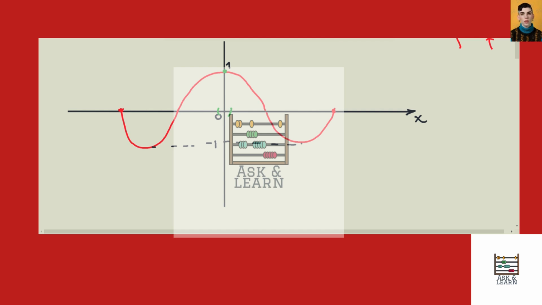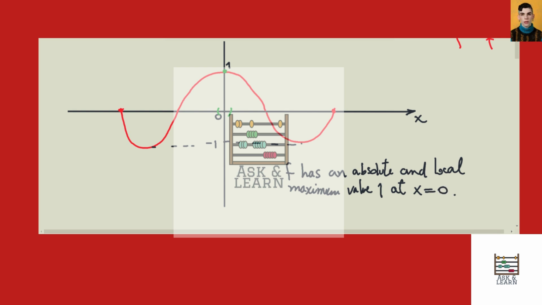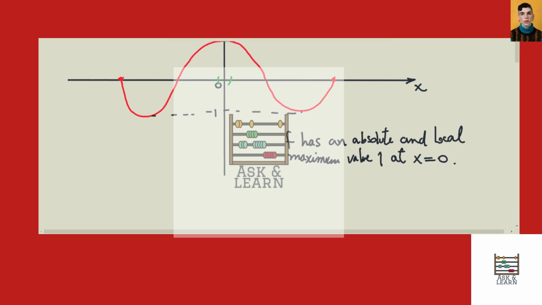So f has an absolute and local maximum value 1 at x equals 0. So that's the first thing.